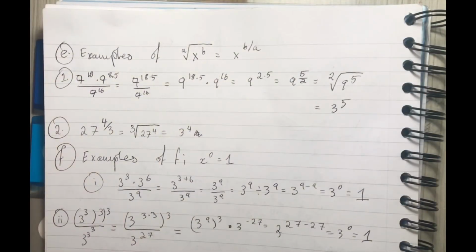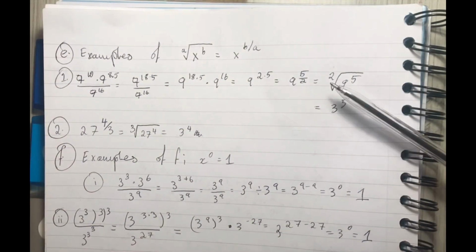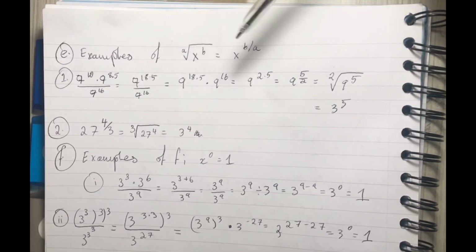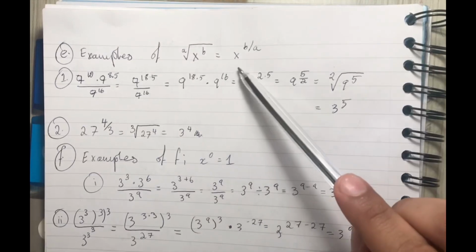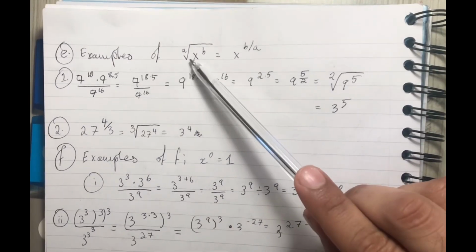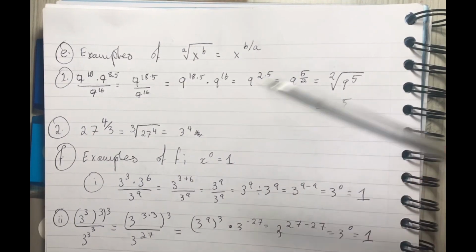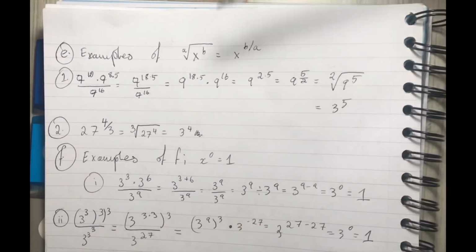Next, we've got the power of 0 law and the surd law. We'll go through the surd law first. So this says having x to the power of b over a is the same thing as having the a-th root and then doing x to the b. We've got an example right here to make it easier.